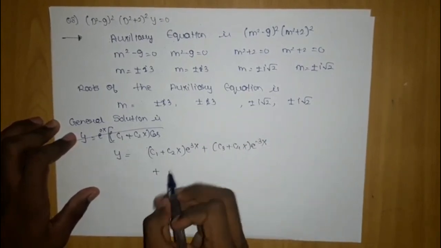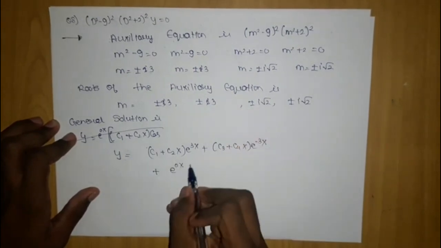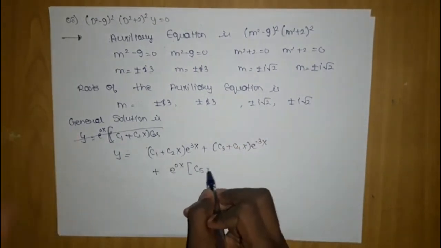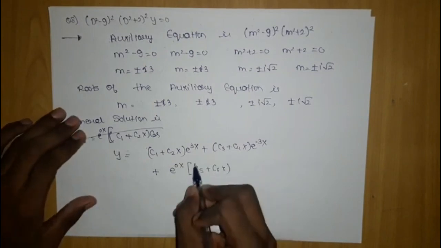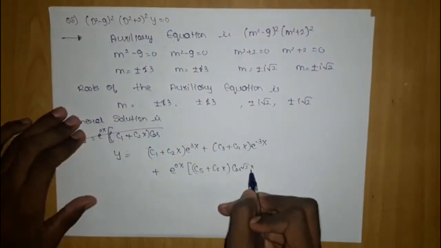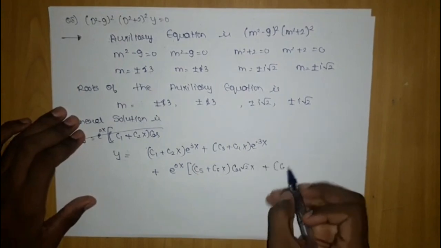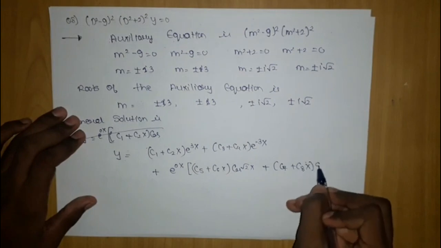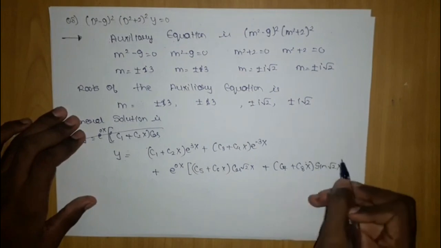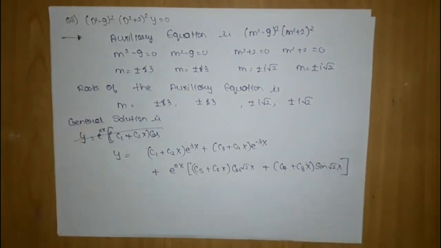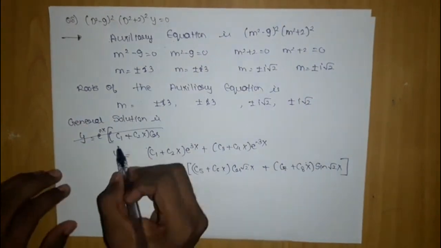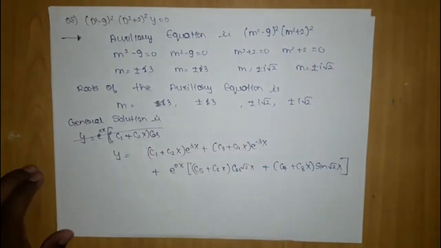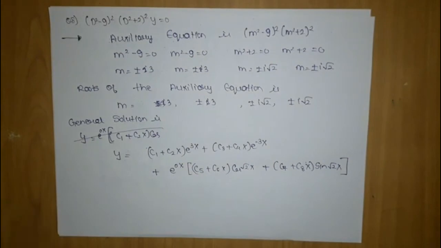Now after this we have e to the power 0x, since the real part is 0, here (c5 plus c6 x) cos root 2x plus (c7 plus c8 x) sin root 2x. So we are done with this. This is our required solution. Just don't make the mistake of getting the roots wrong. If you get the auxiliary equation roots wrong, then your general solution or complementary function will be wrong.